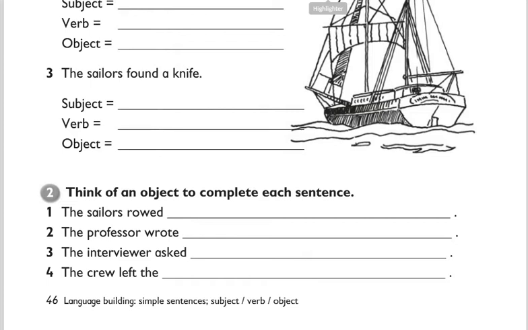So now let's think together of an object to complete each of the following sentences in question number 2. 1. The sailor rowed a small boat. The professor wrote an article. The interviewer asked questions. The crew left the ship. That's right.